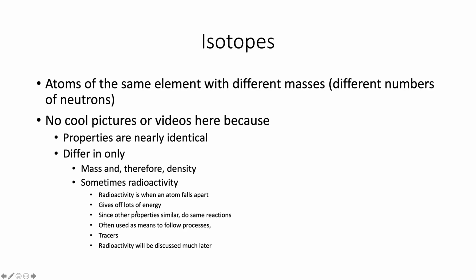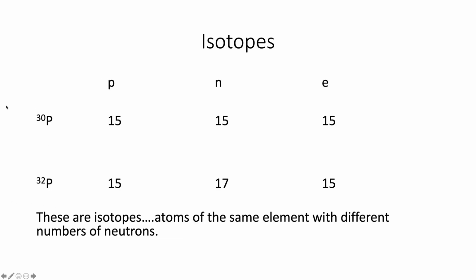And again, we're not going to do a unit on it, but just to briefly talk about it, radioactivity is when an atom falls apart and it gives off lots of energy. Since the other properties are similar, it can do the same reaction. So you could do a reaction that regular phosphorus will do. This is a radioactive isotope, and it'll do exactly the same reactions.